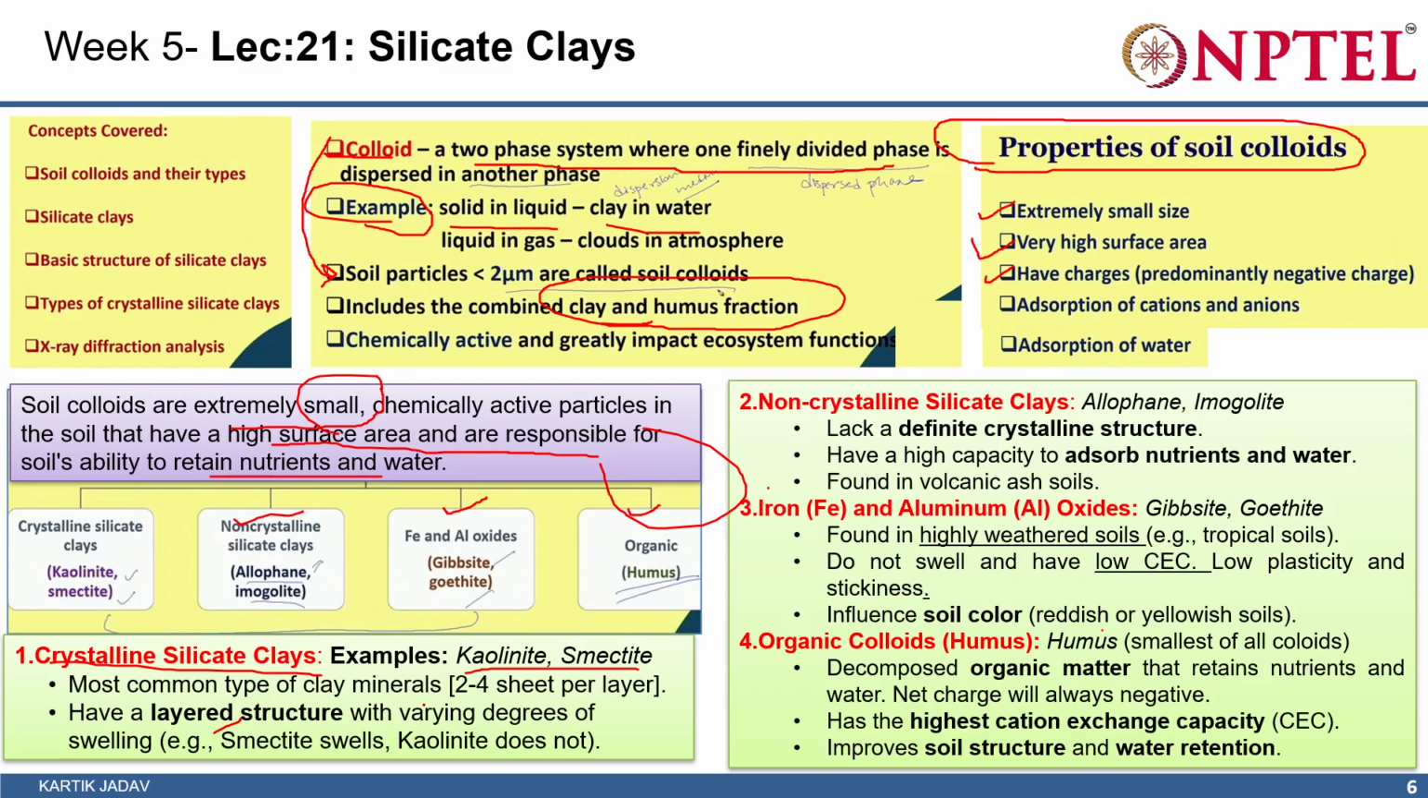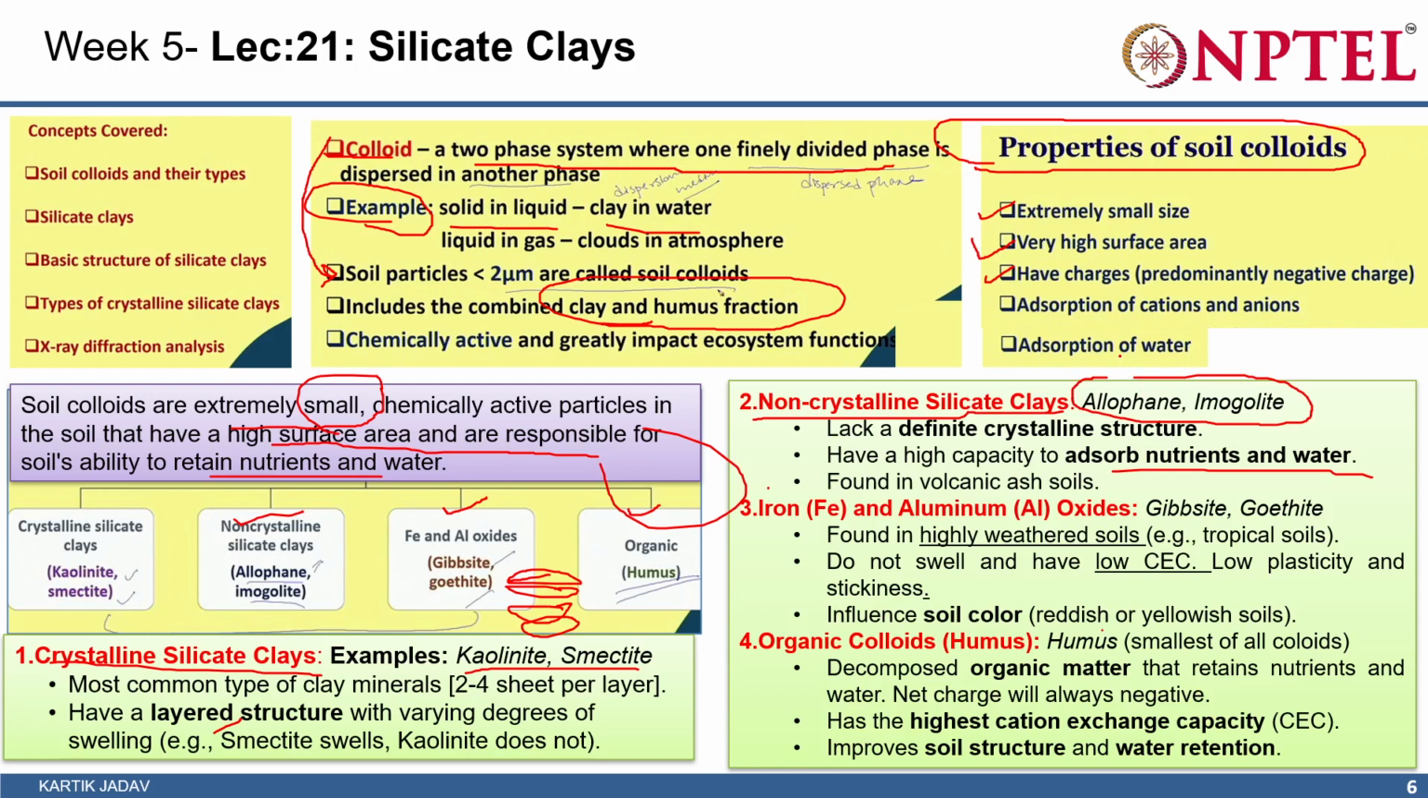This is the most common type of clay mineral, and it has 2 to 4 sheets per layer, as we have shown in the structure, with a layered structure and a varying degree of swelling. The most common examples are kaolinite and smectite. The second one is non-crystalline silicate clays, which lack a defined crystalline structure. It means they do not have layers; they are non-crystalline and non-uniform. It is a mixture type of silicate clay, with a high capacity to absorb nutrients and water. It is found in volcanic ash, and general examples of this kind of silicate clay are allophane and imogolite.